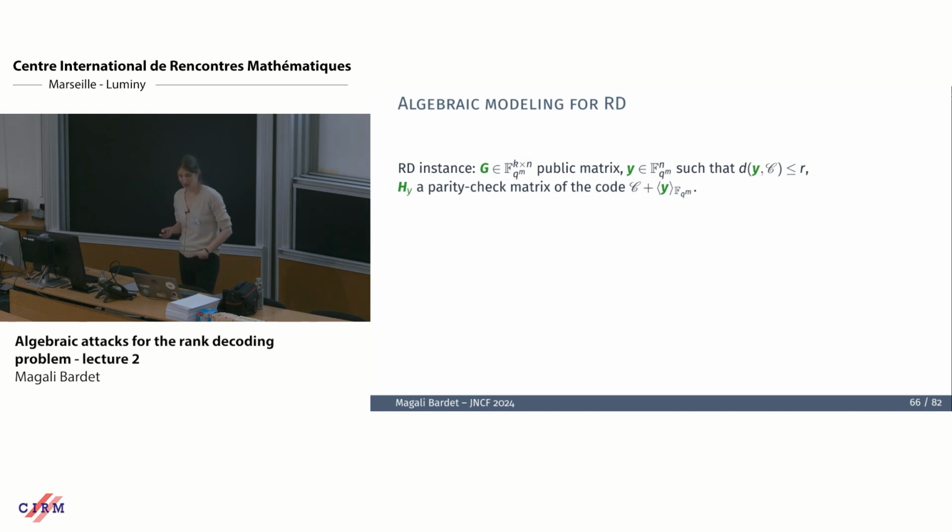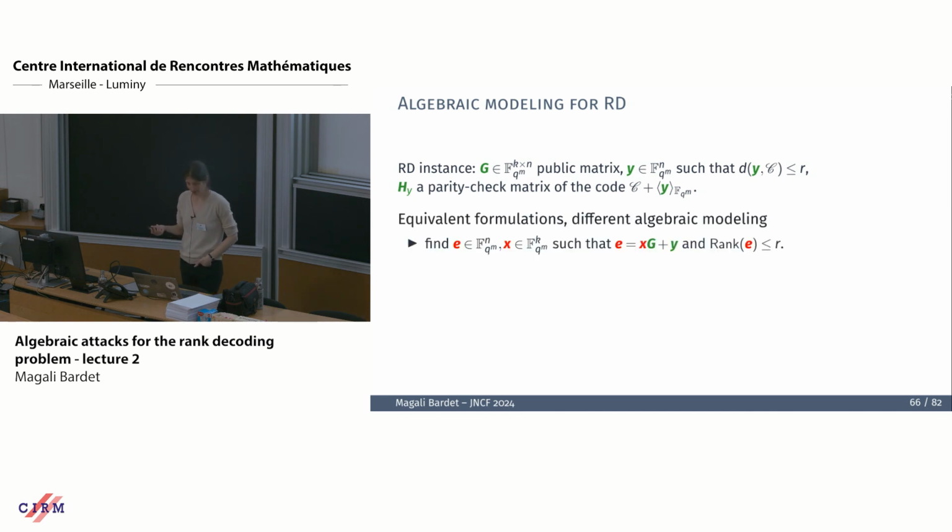So now I come to the most important part of my talk, which is to design an algebraic modeling for the rank decoding problem. So I have this public matrix. I can compute easily a parity check matrix of the code plus this vector, which is a matrix that is orthogonal to G, the concatenation of G and Y. And the interest of such a matrix is that it will cancel all elements in G and Y.